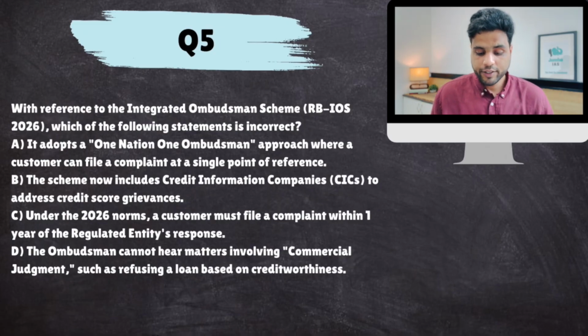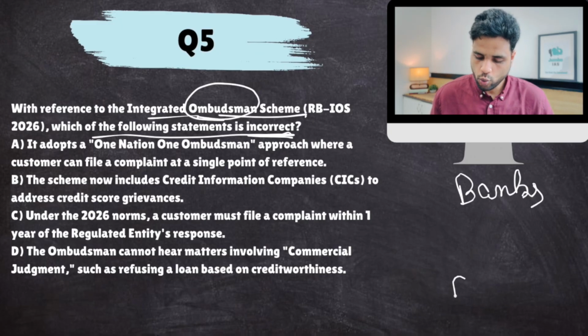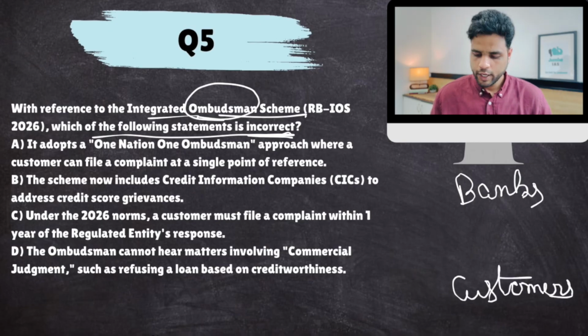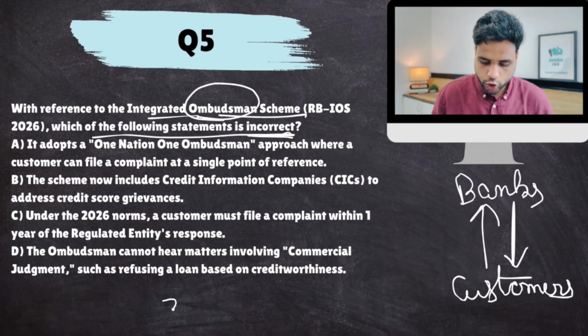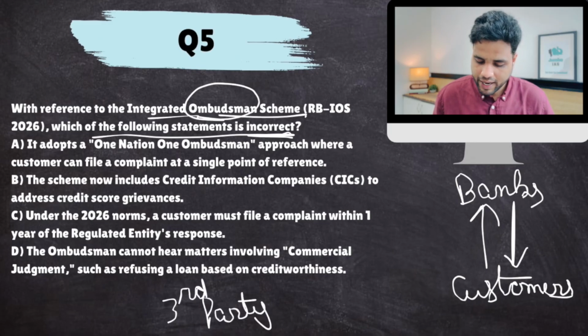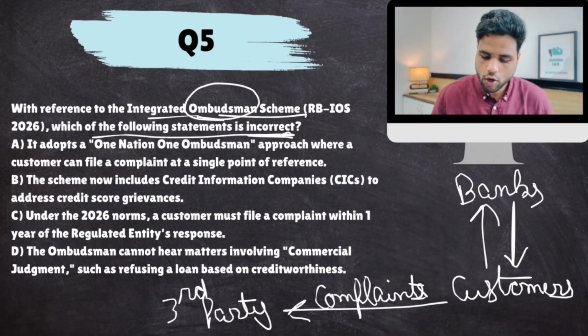Next. With reference to the integrated ombudsman scheme, which of the following statements is incorrect? Now, to answer this question, first of all, you need to be aware of this term called ombudsman. Now, there are banks and you are customers. You have transactions with banks, but sometimes you're not happy with the service delivery of the banks or you have some complaints. Now, you can file those complaints with the banks themselves, but banks would generally take a decision in their favor only. There is a conflict of interest, right? So there should be a third party where you can file complaints against banks, and that third party should be fair in their decisions. That third party for the banking system is known as the banking ombudsman.